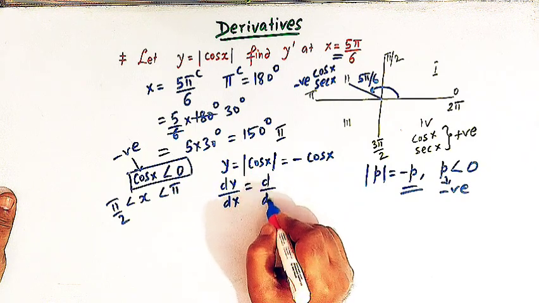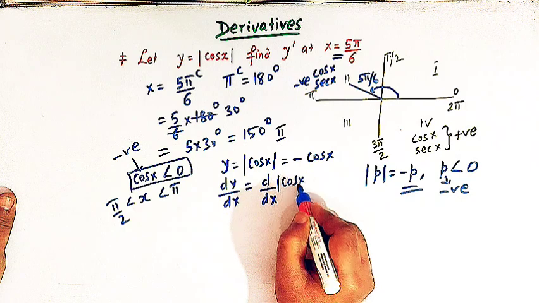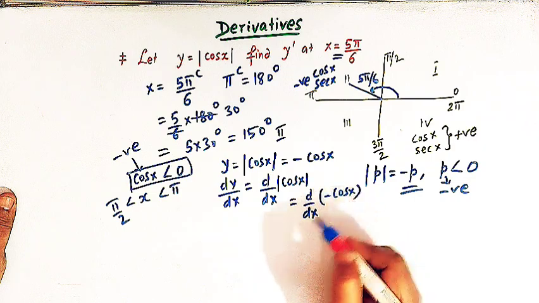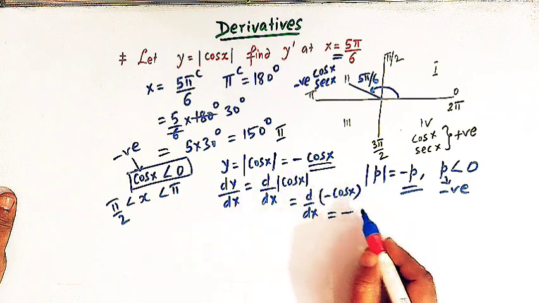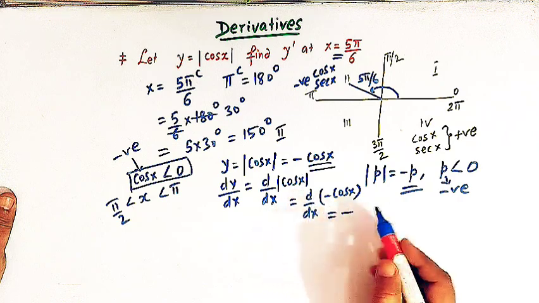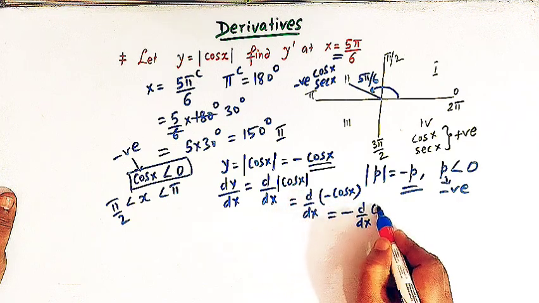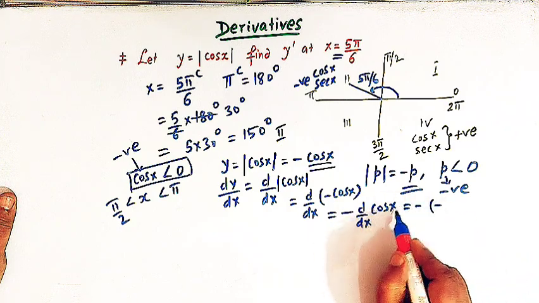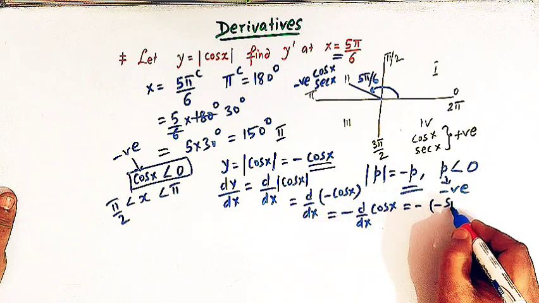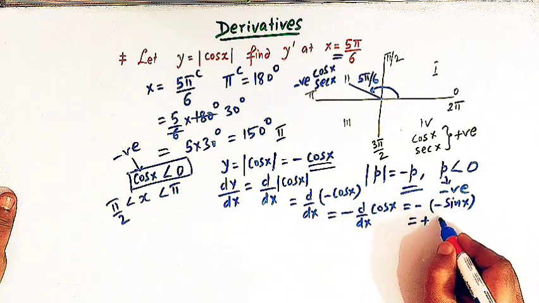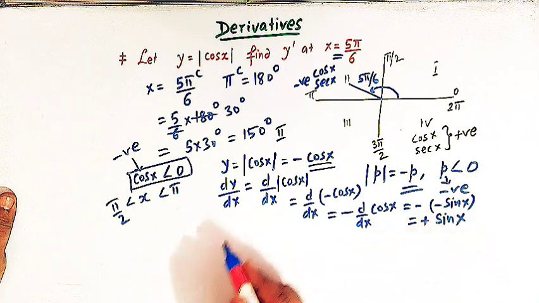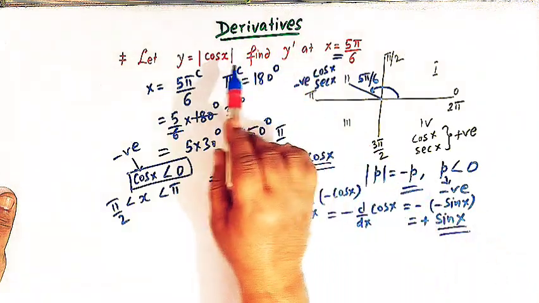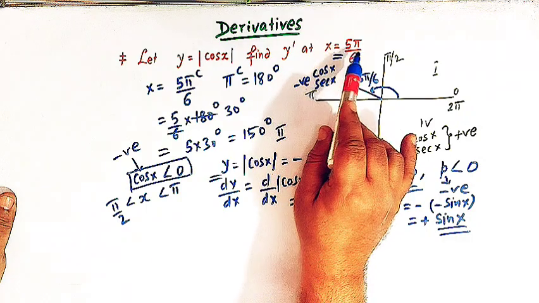Now let us find the derivative, that is dy by dx. We have d by dx of mod of cos x, which is d by dx of minus cos x. We have a negative sign outside this operator, so we have minus d by dx of cos x. The derivative of cosine x with respect to x is minus sine x, so this is positive sine x. So the derivative of y with respect to x is sine x, and we have to find the value of the derivative at this point.